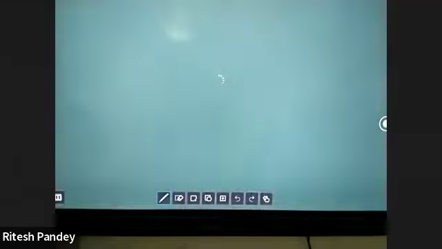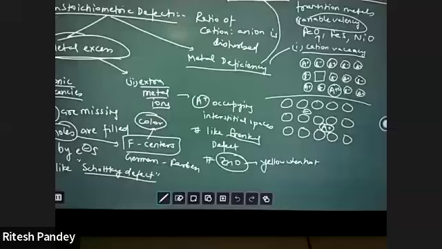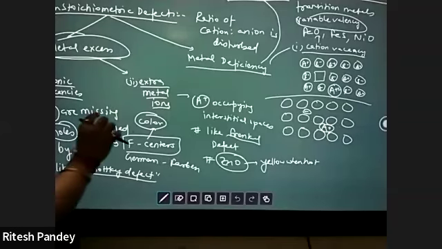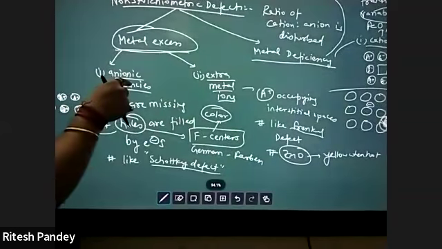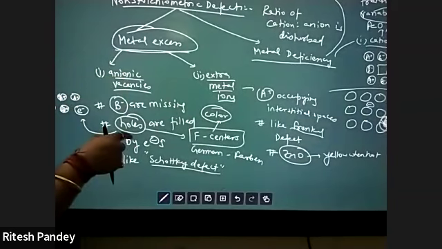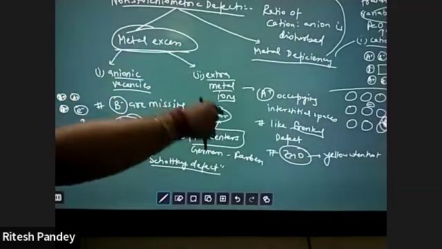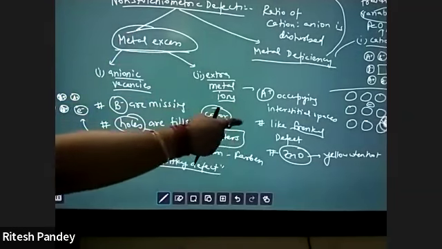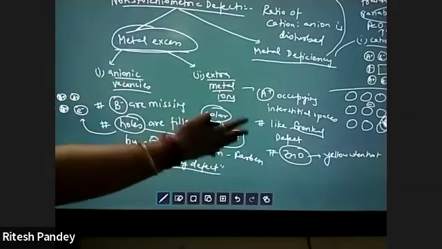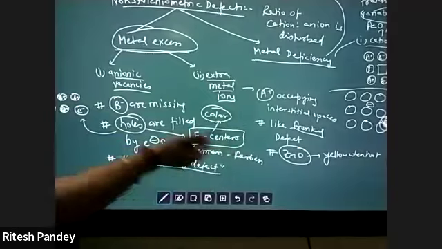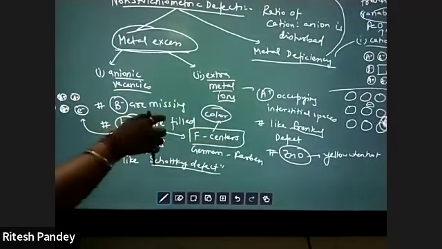Non-stoichiometric is when either you have more of metal, and again, this is not rocket science. You'll have metal more if anions are missing, which is like Schottky defect, or if metals are sneaking into the interstitial spaces, which is like a Frenkel defect. वहाँ पे zinc oxide याद रखो, यहाँ पे alkali halide color याद रखो.